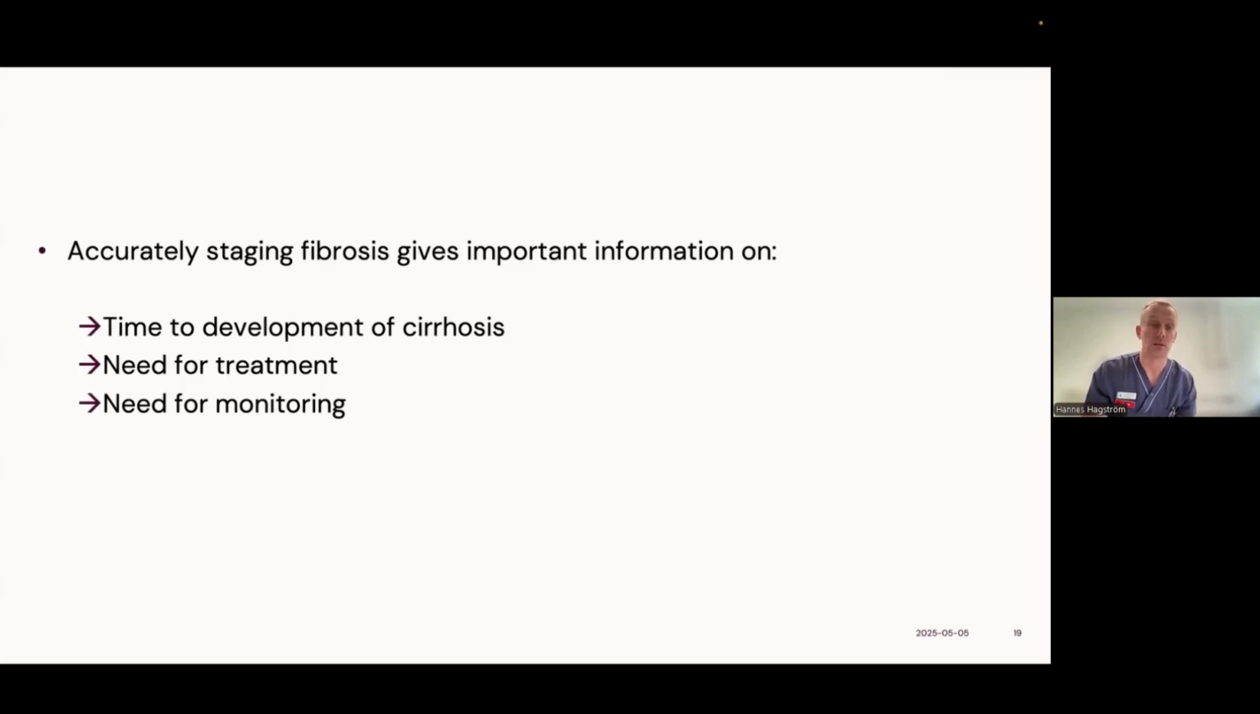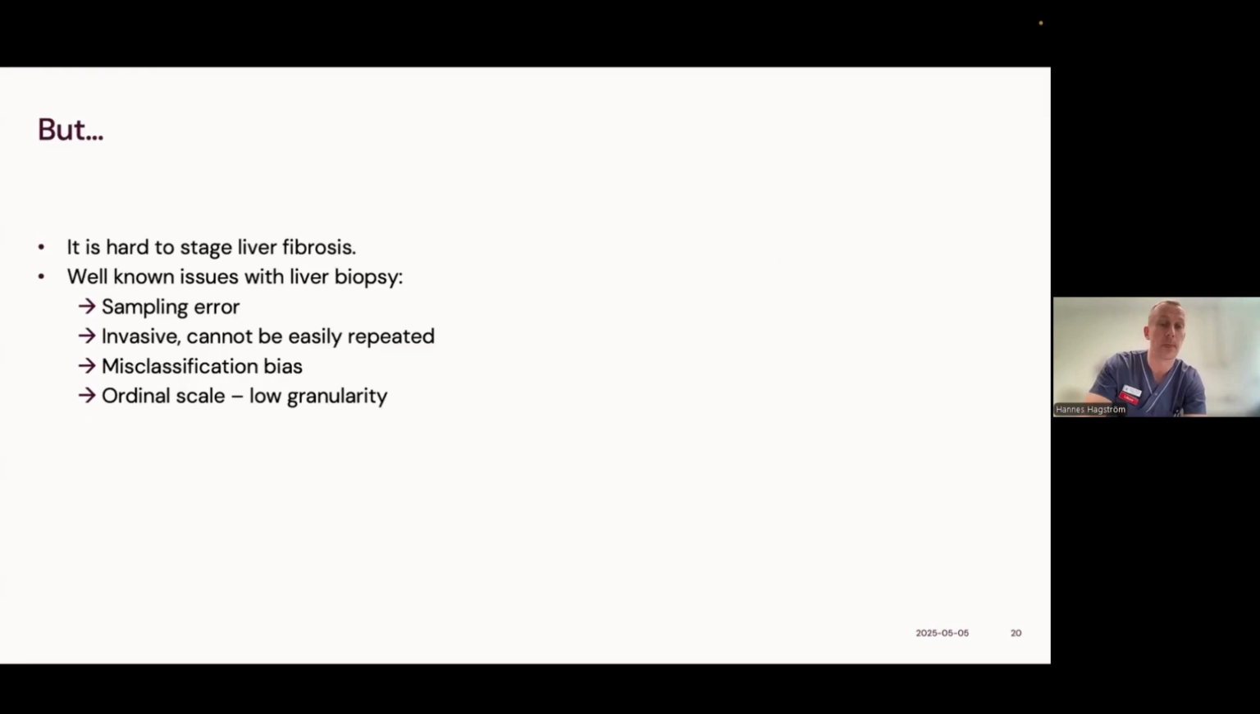Whereas you have patients who are, well, you're almost on the verge of developing cirrhosis here, we really need to start to treat you now to reduce the risk that you develop cirrhosis. And you definitely need to come back to the hepatology clinic.